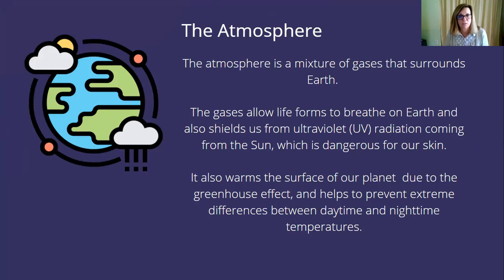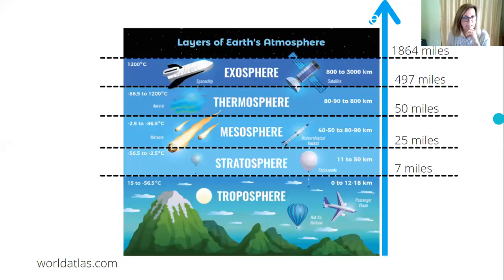The gases allow us to breathe on the Earth, but they also provide us with protection from UV rays from the sun, and they warm our planet. They keep in the warmth with cloud cover, and that's called the greenhouse effect, and we've talked about that too. It helps prevent extreme differences between day and night. So places that don't have a lot of clouds, like deserts, have extreme differences between day and night because the cloud cover is what keeps in heat.